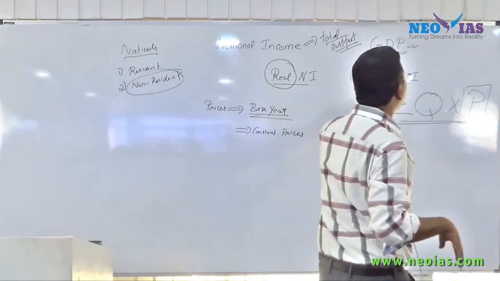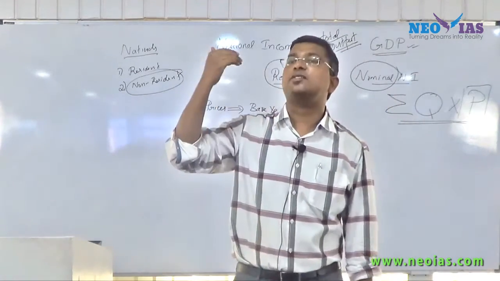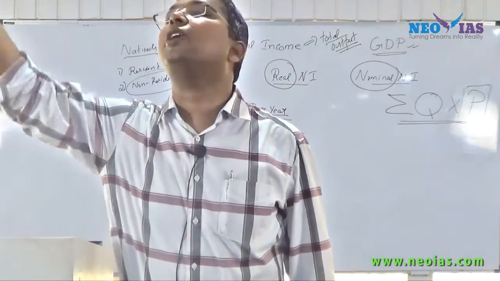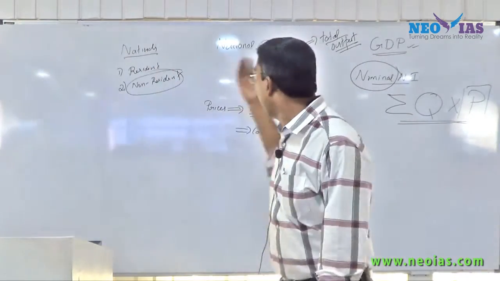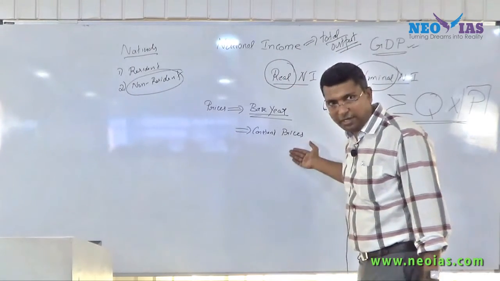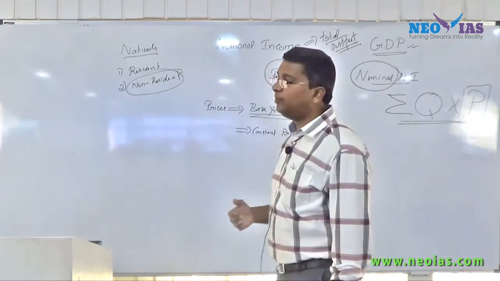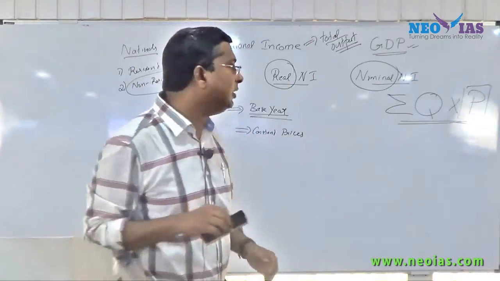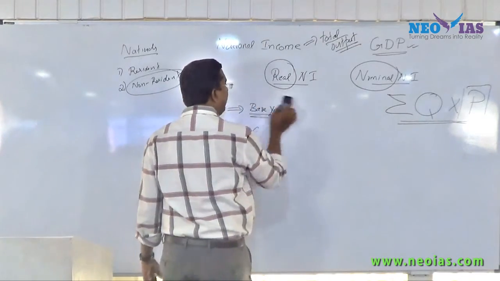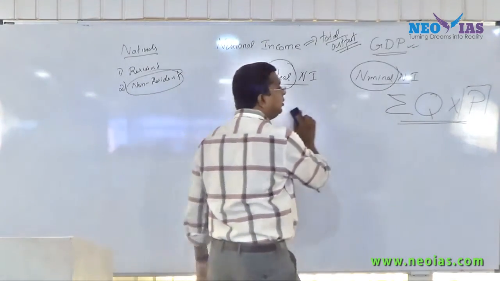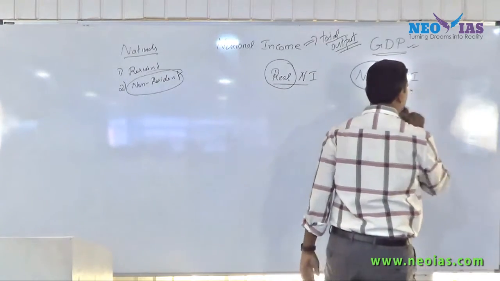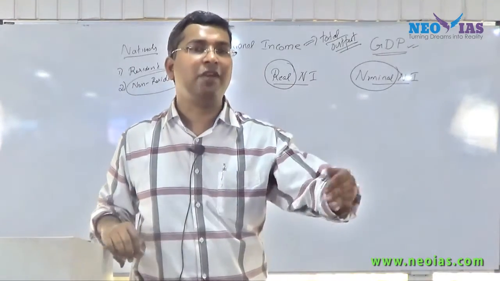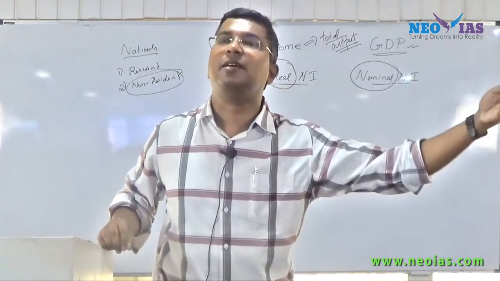And what is nominal national income? Nominal national income is national income at current prices. So it's very simple, real and nominal. Real national income is national income at constant prices. Nominal national income is national income at current prices. Now tell me, which one will be higher, nominal national income or real national income? It will be nominal, because the price of goods and services will increase every year.